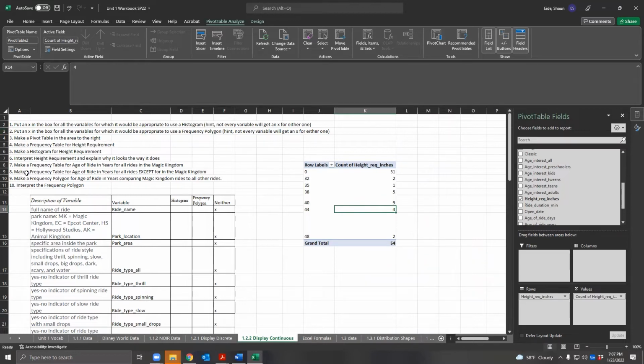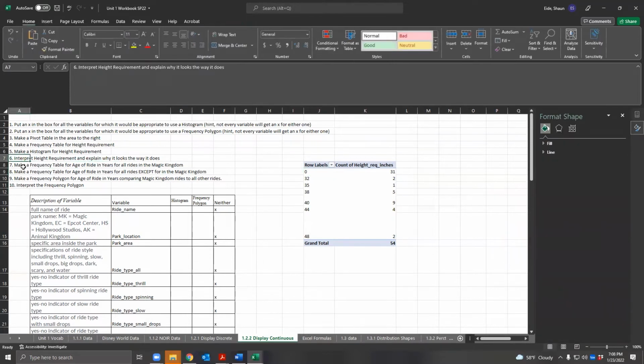So we've got height requirements. Make a frequency table. Look at this and see, okay, we've got 0. I want you guys to think about that. Why does it look like that? Why is it that there are 31 rides that have a 0 for a height requirement? You might want to look back through there. That's one of those situations where you might want to pay attention to that. Another reason why it's very difficult to make any sort of distribution, any sort of pivot table out of that.